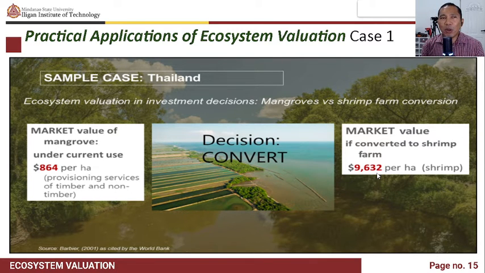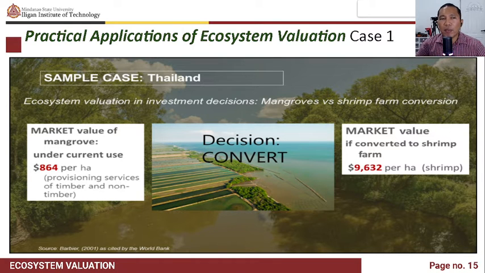Okay, let's move on with the practical applications of ecosystem valuation. I have three cases here. The first one is a sample case in Thailand. This is an ecosystem valuation in investment decisions between mangrove and shrimp farm conservation. If you look at the market value of the mangroves and compare it with the market value of a shrimp farm, it's very easy to make a decision.